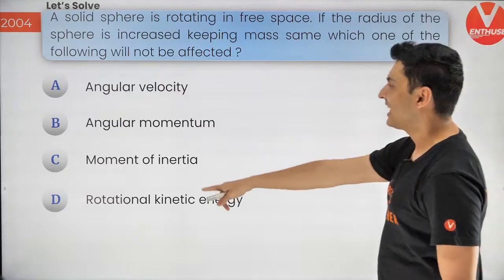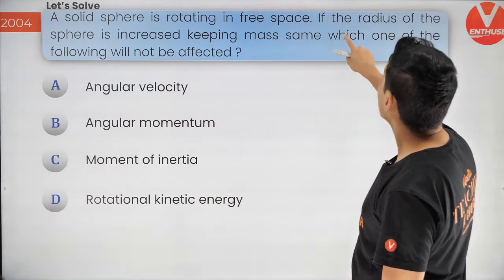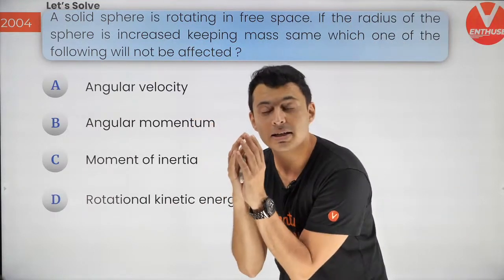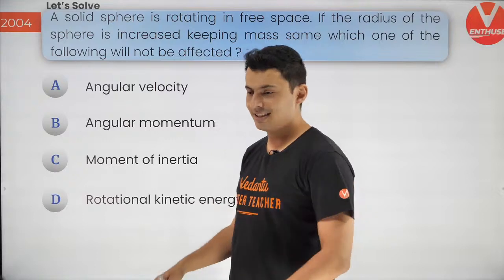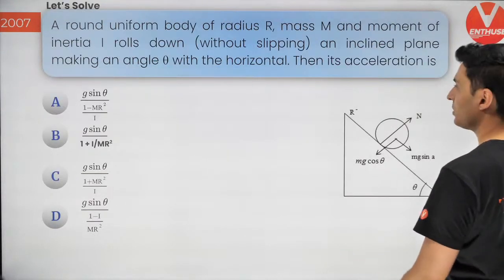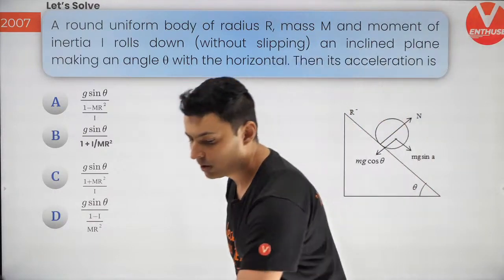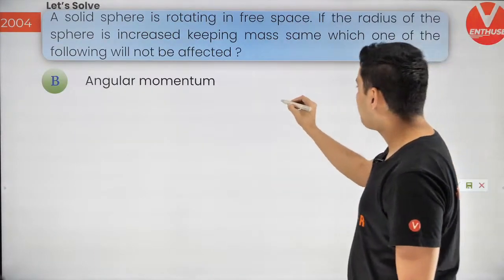Okay. Yes, the correct answer is angular momentum. Correct. See, if the radius keeps shrinking, understand the angular momentum will not change. Angular momentum will not change. Please understand this. Oops, I went to the next question by mistake. Hold on. See guys, very, very important.